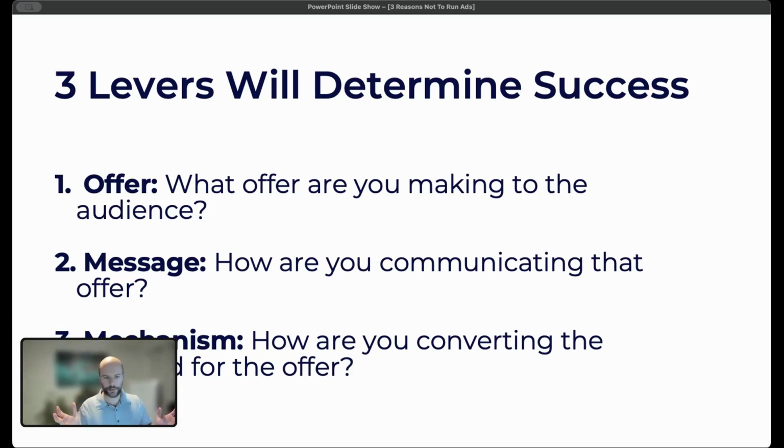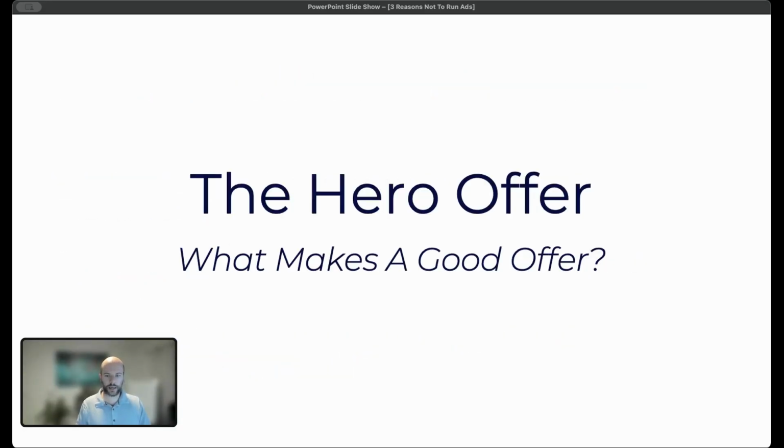If I had to throw some numbers to it, I'd probably say like 50% is in the offer, 30% in the message, and then maybe 20%, or maybe even 40% in the message and 10% in the mechanism. The mechanism plays a minimal role. It plays a role, but a minimal role in comparison to the other two in the overall success of the campaign. But that's typically where most people will spend all their time focused on. They want to know what the latest, greatest strategy is when they skip past the foundations, the basics. So let's get into some of those basics, starting with the hero offer.